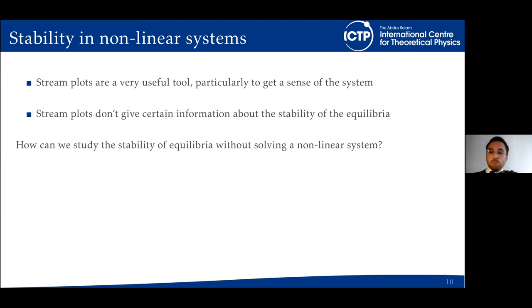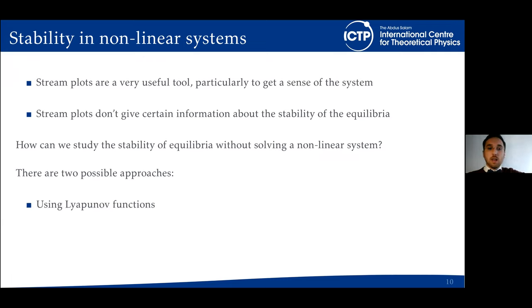So how can we study in general the stability of equilibria in nonlinear systems? There are two main tools that can be used in this direction, which are Lyapunov functions and spectral analysis, which is also known as simply linearization. Now, is anything clear up to now?